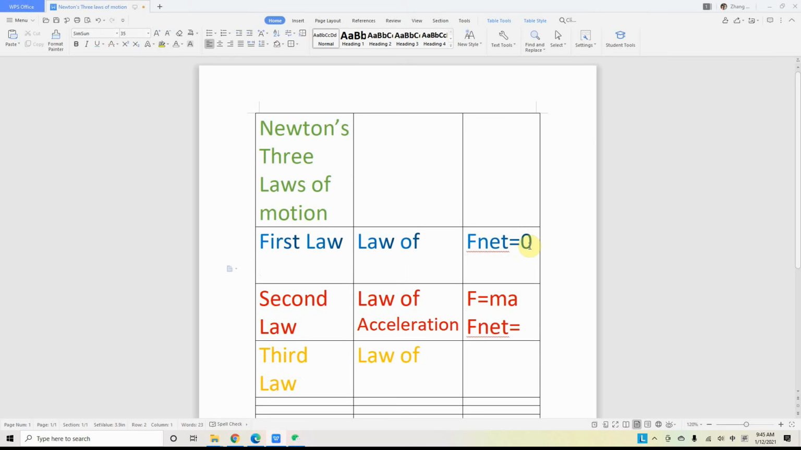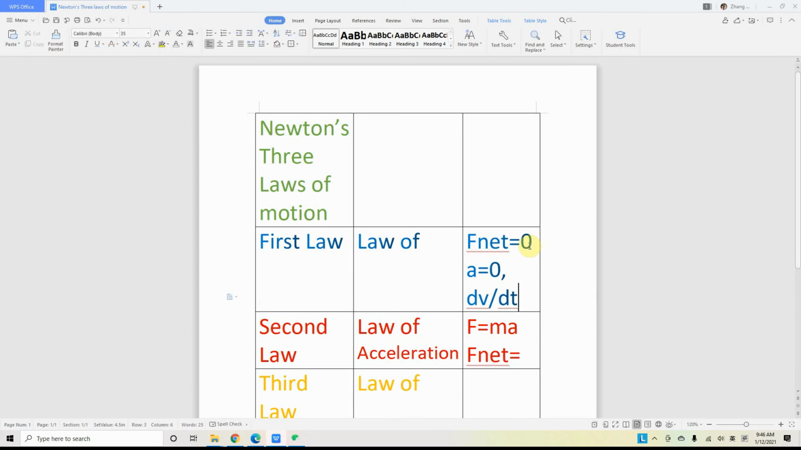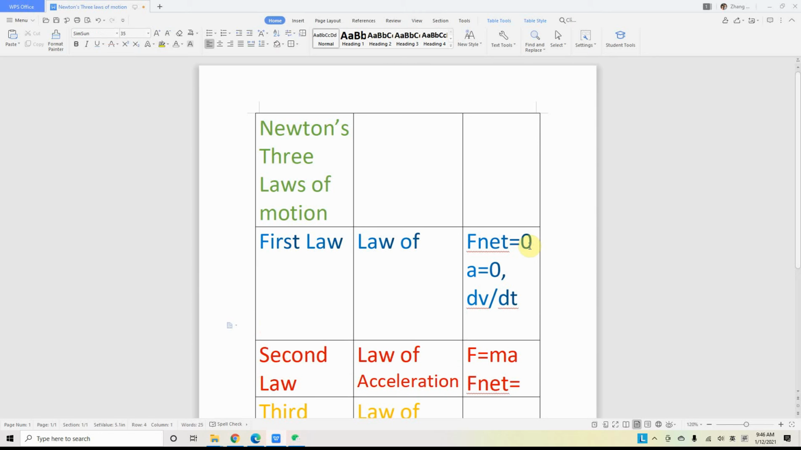If F net is 0, guess what? F equals ma. If net force is 0 and the mass definitely could not be 0, then what? Acceleration is 0. And acceleration by definition is the change of velocity divided by the change of time. So time is not 0, so the change of velocity is 0. If the change of velocity is 0, obviously the velocity is a constant, right? The velocity is a constant.